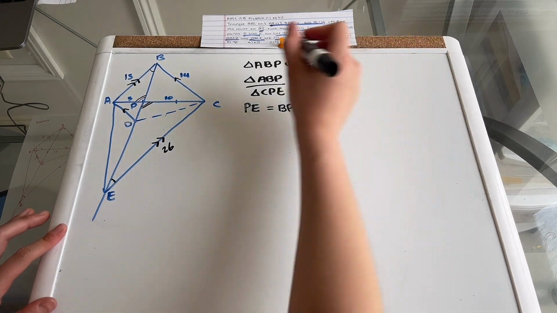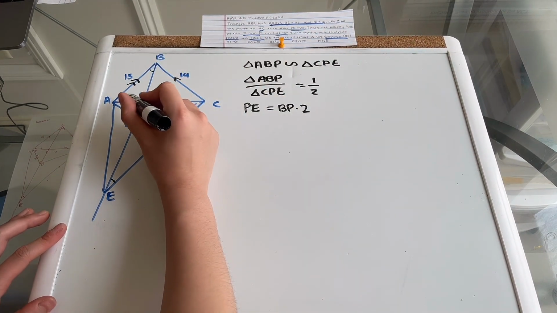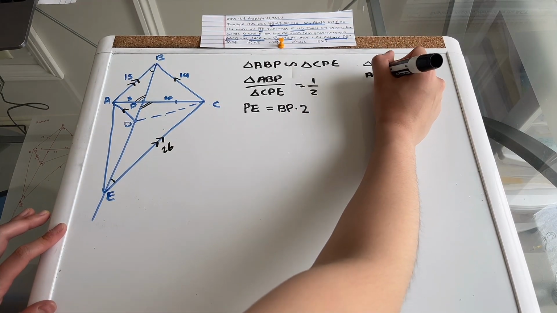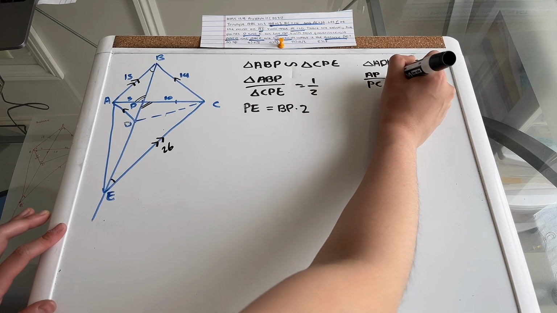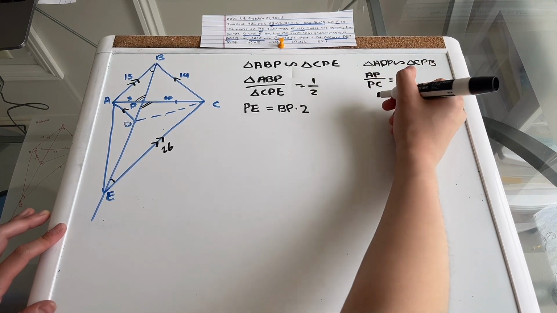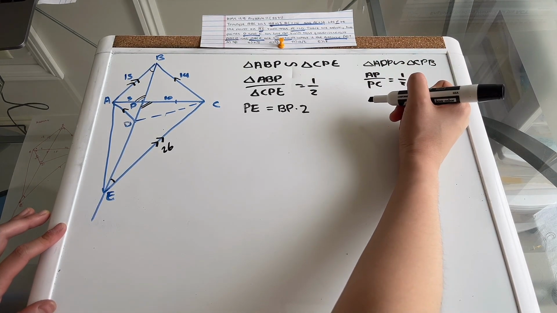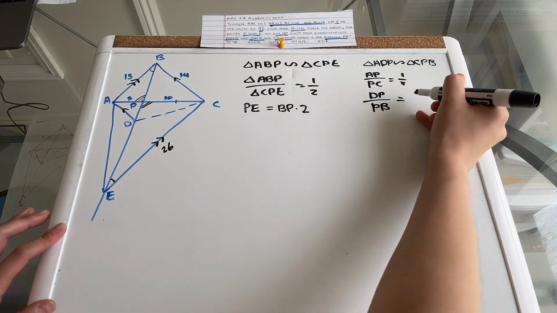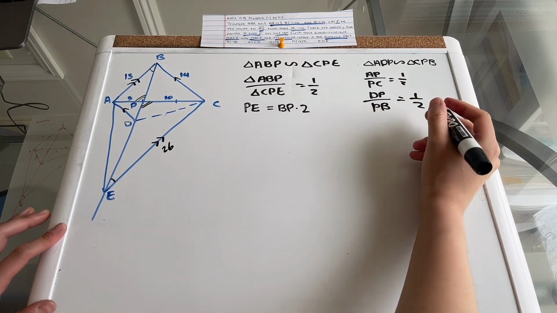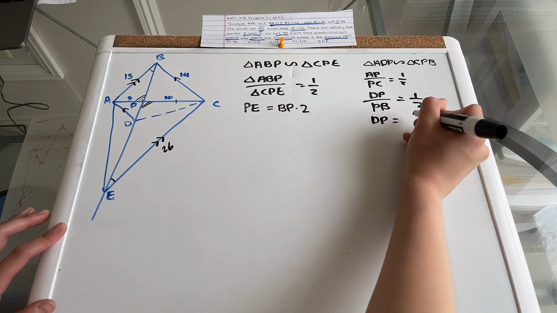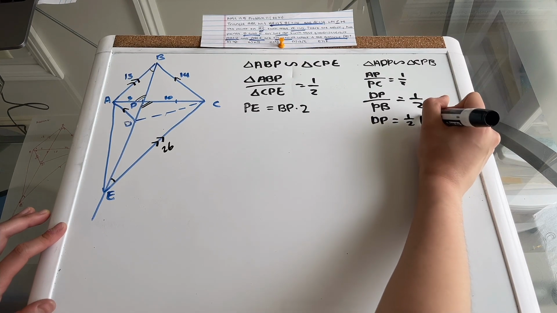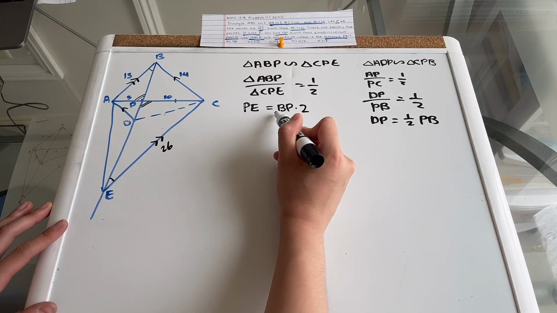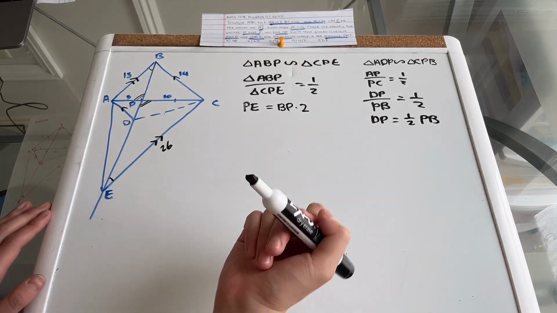Now, similarly, since the triangle ADP and the triangle BPC are similar, we know that AP over PC is equal to 1 to 2. Then the ratio between these two triangles is also 1 to 2, which means that DP over PB is equal to 1 to 2. So DP is equal to 1/2 of BP. From these two equations, we can find PE and DP if we know what BP is. So what is BP?